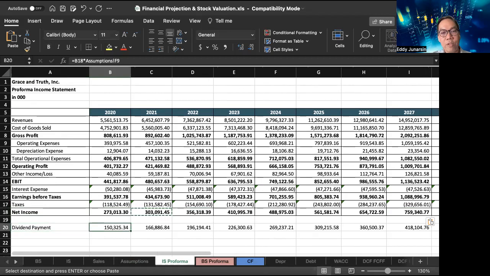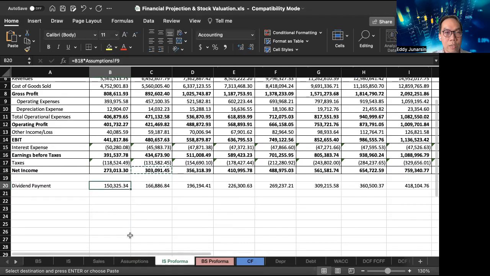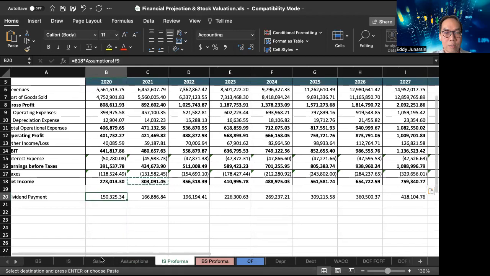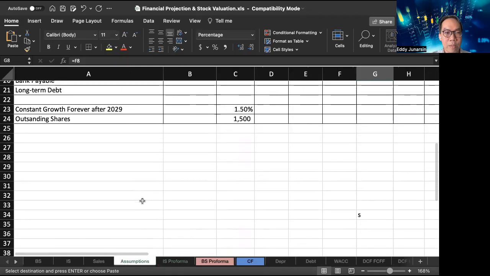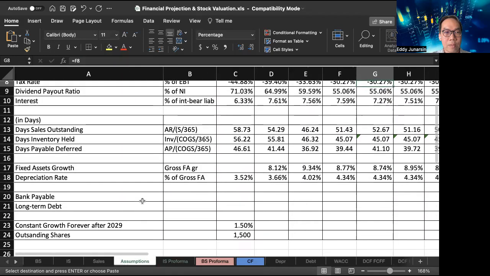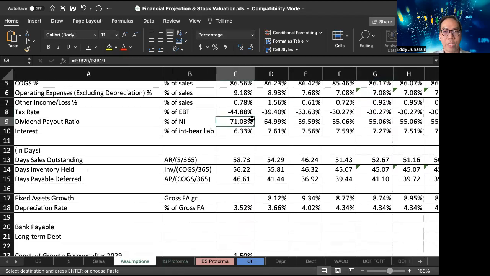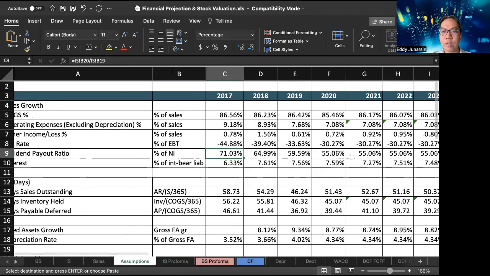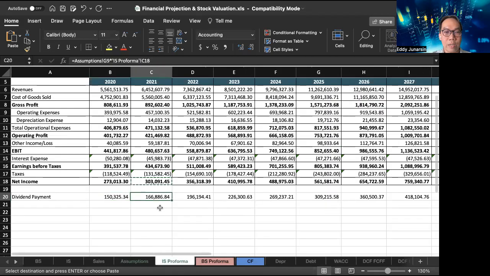Okay, and yeah, dividend payment. We got, let's check, this is what 2020 is. We have dividend payment. Yeah, dividend payout ratio. You look at here. So 55.06%. So do it once again.